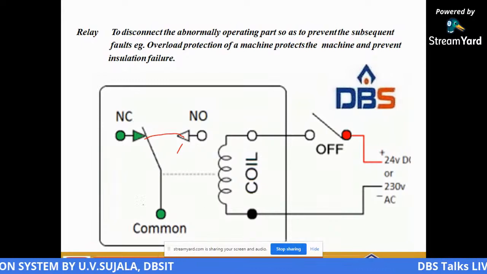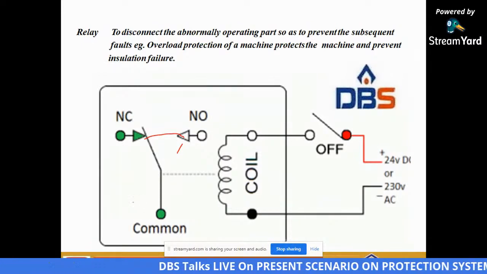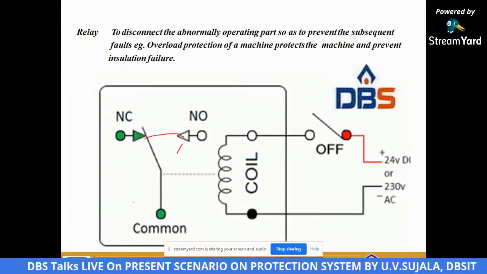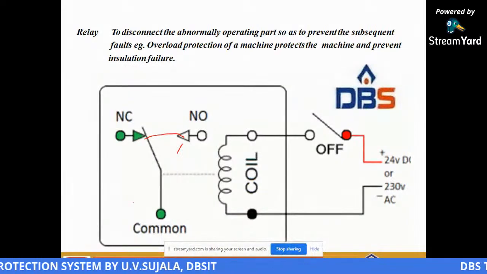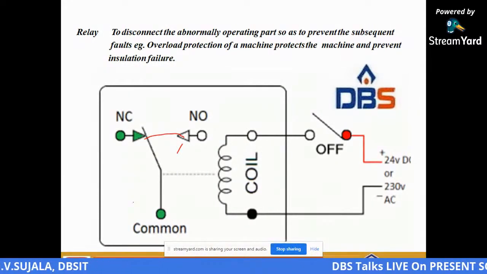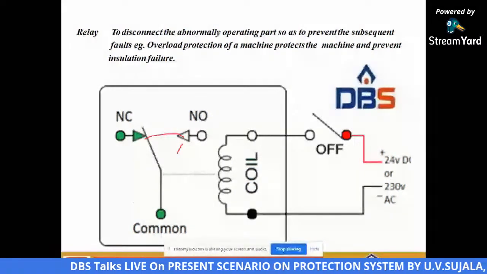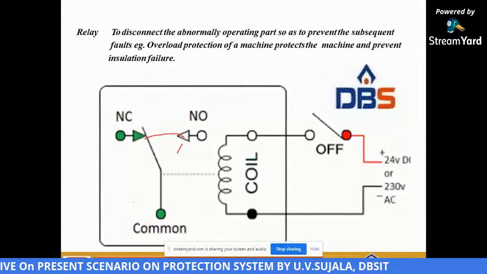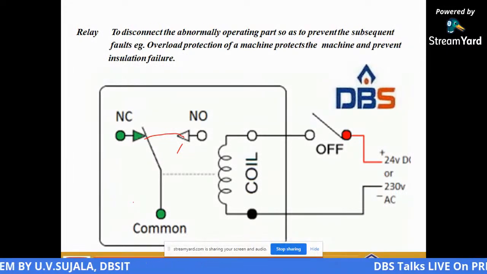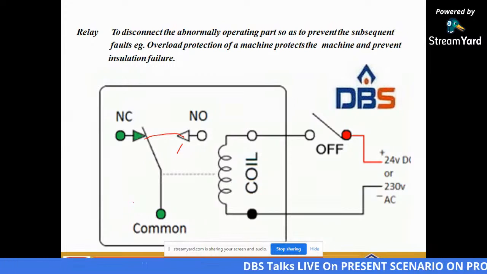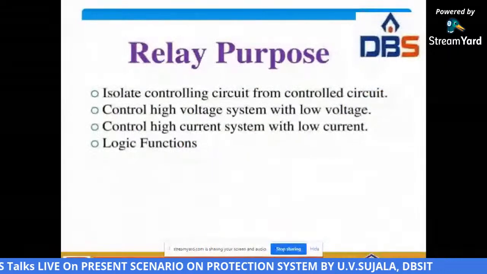Then it goes in. That means whenever over voltage or over current is there, only then will the relay operate. When the relay operates, generally the circuit breaker will be in the closed position. Then we have to open it. Generally the relay will be in the open form. Then it becomes the closed position and sends a signal to the circuit breaker, and the breaker will open. That is the relay's purpose.